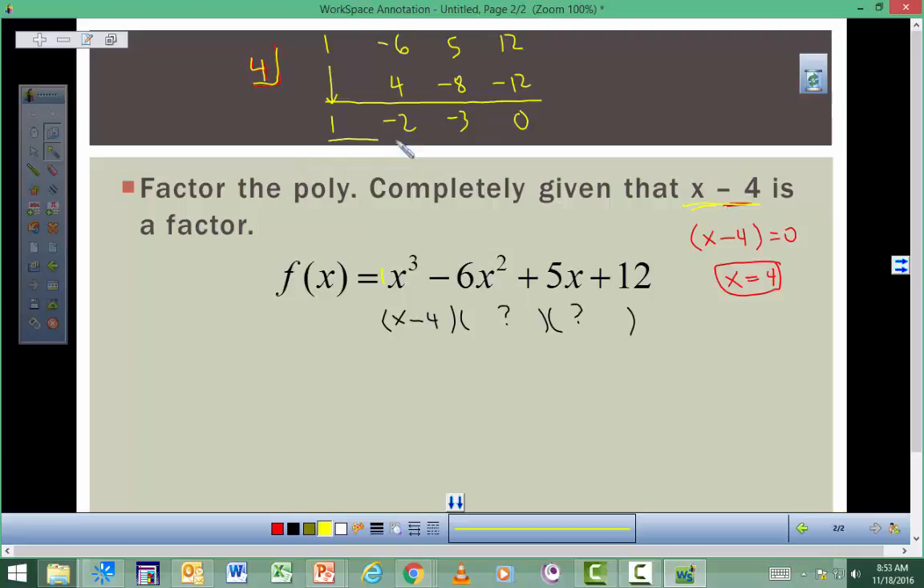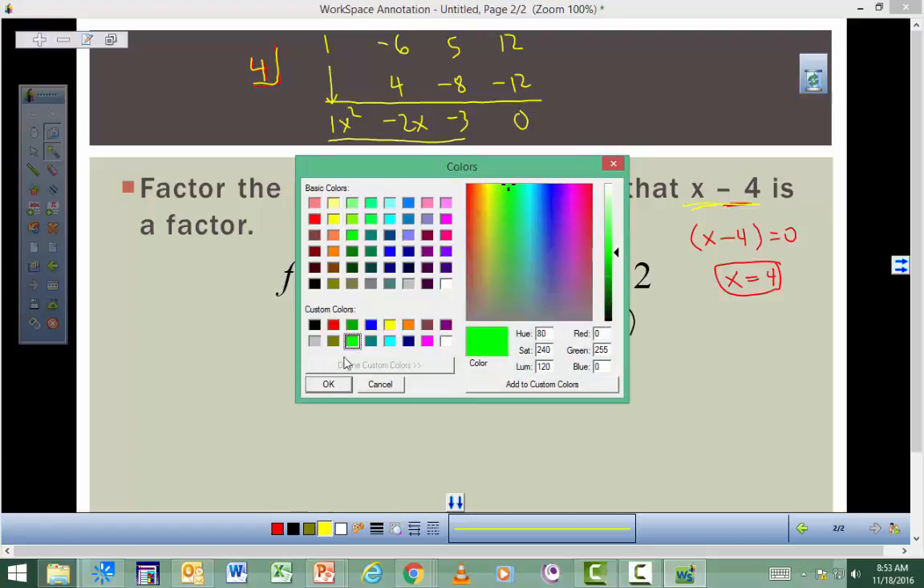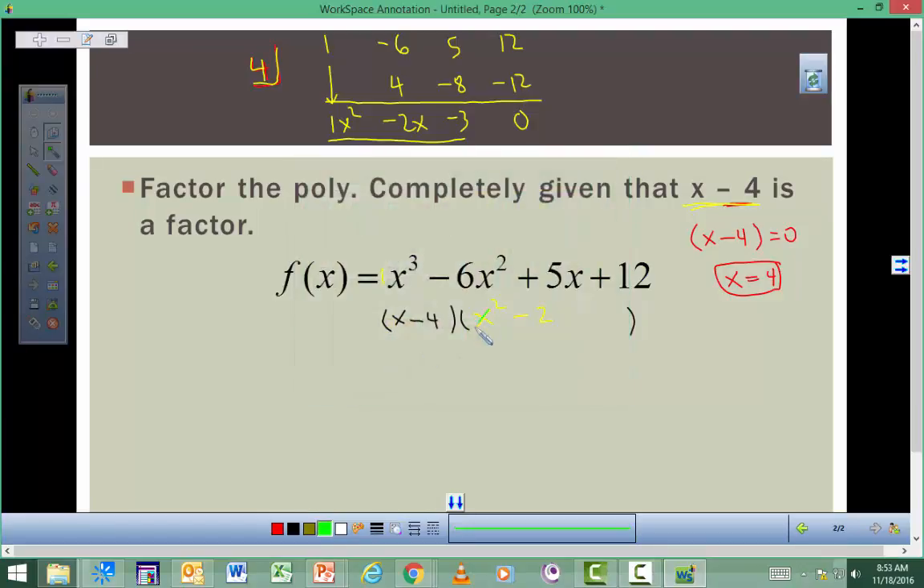Okay, so just as we did on the last problem, this factor right here, we know it's going to be this one. This is like 1x squared, 2x minus 3. So x squared minus 2x minus 3. Is that okay?